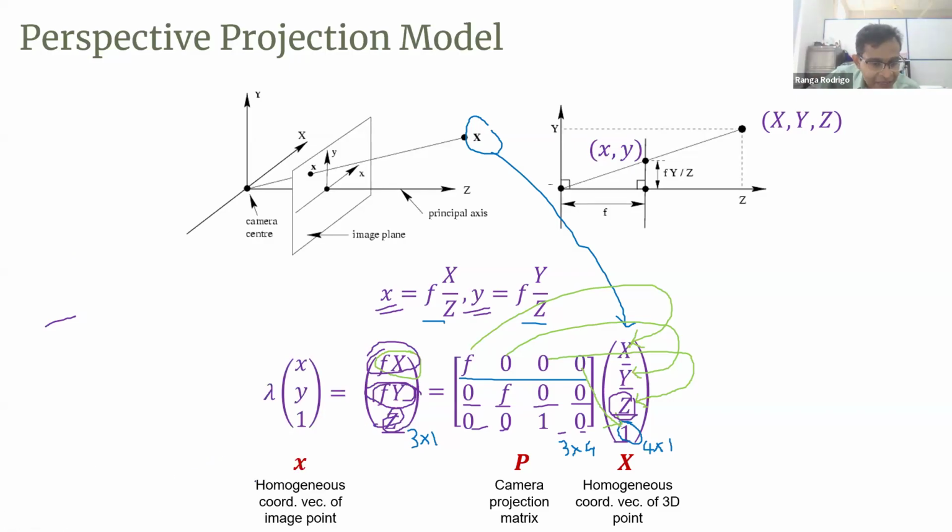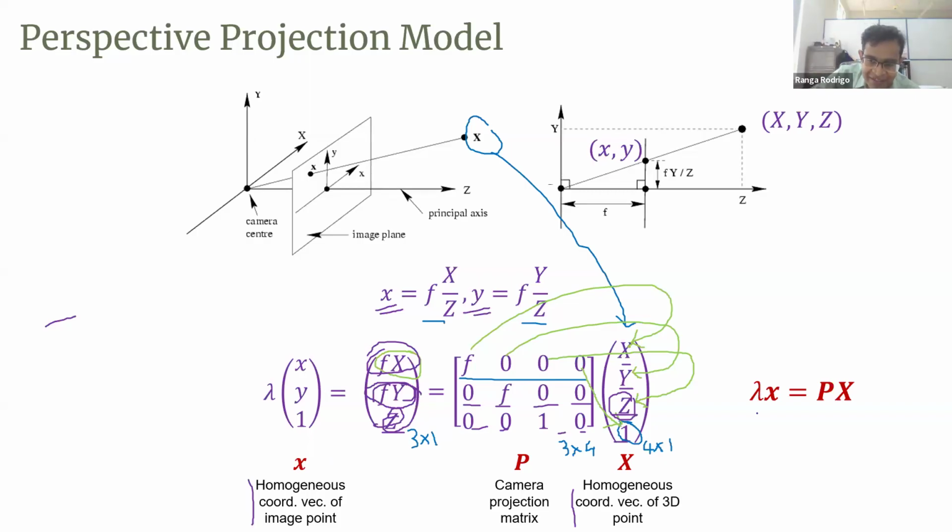These are called the homogeneous coordinate vector of the image point and the homogeneous coordinate vector of the 3D point. We call it homogeneous because we have added this last number. It has more meaning than that, which we can understand later on. Small x is fx divided by z, small y is fy divided by z.